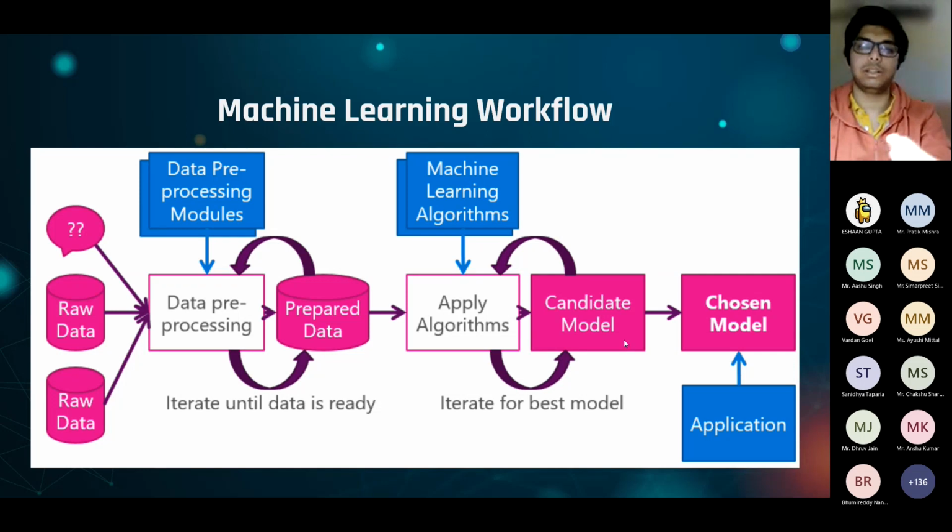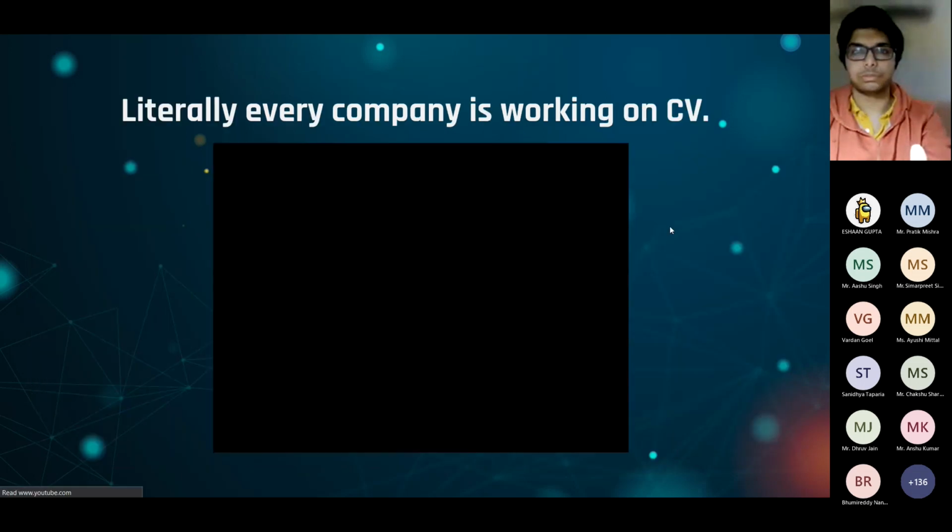These are the different candidate models which we can use, and then you choose a model out of those candidate models that will work best for your problem. And this is the training process, wherein you train your model and then you get that model and you put it into your application to work as you want. So this is the machine learning workflow.